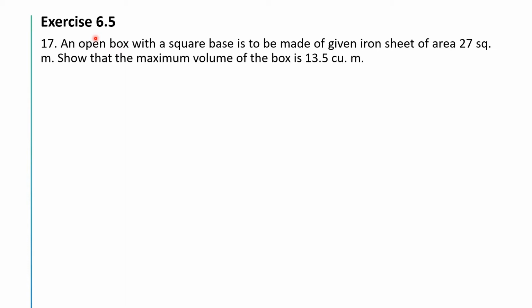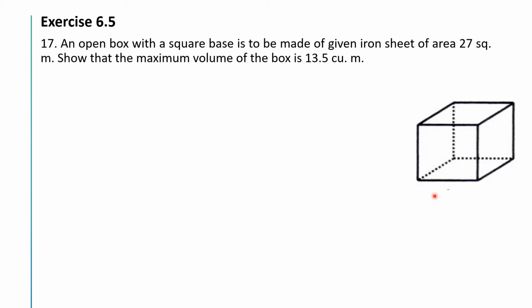The 17th question: an open box with a square base is to be made of a given iron sheet of area 27 square meter. Show that the maximum volume of the box is 13.5 cubic meter. So here let us consider this as an open box.